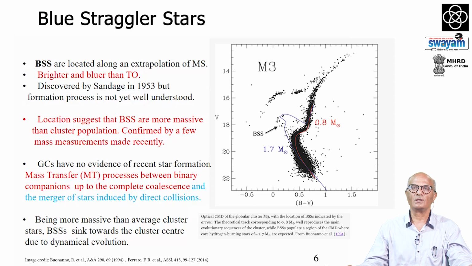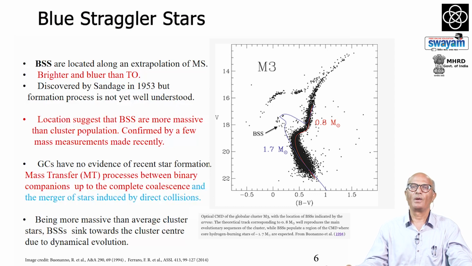One such group of stars which are found in globular clusters are called blue straggler stars, in brief BSS, and their formation is not well understood. In fact, our Indian AstroSat has contributed significantly to the understanding of these types of objects. So, in the next few slides I will try to concentrate on that. Let me just introduce what blue straggler stars are.